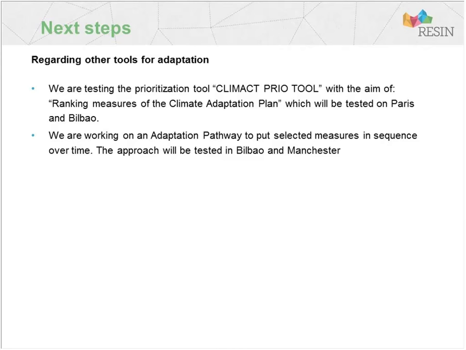And regarding other tools or works we are doing in RESIN, the first tool is the Adaptation Options Library, but the aim of this tool is not only to provide a list of adaptation measures. We want to go further, and we want to also extract the right information which can be useful for prioritization. And we are working now with another existing tool, which is the climate prior tool, with which the aim is mainly ranking measures of the climate adaptation plan.